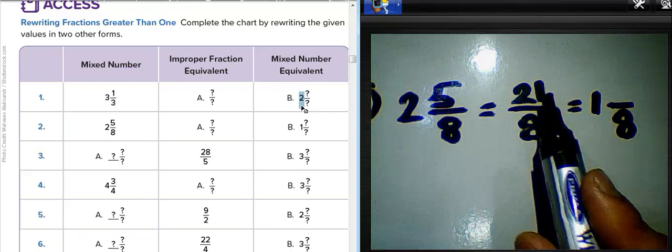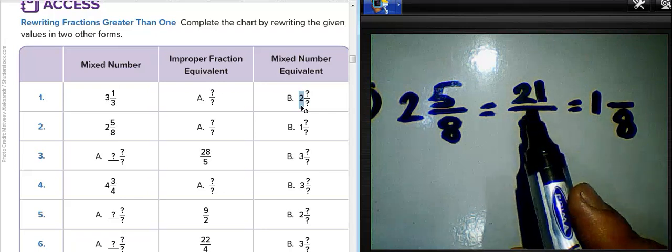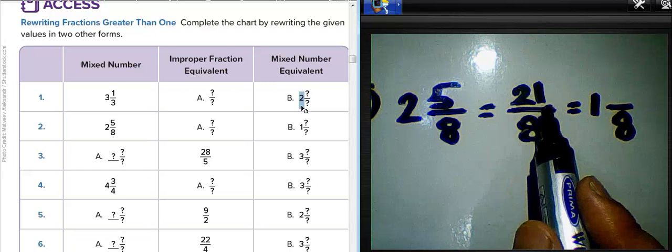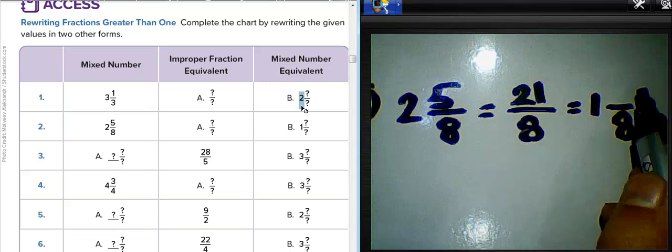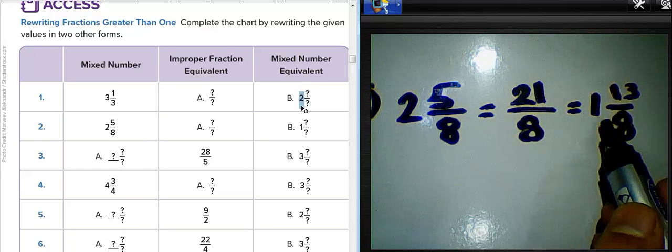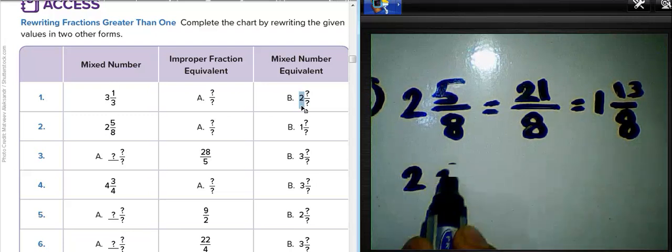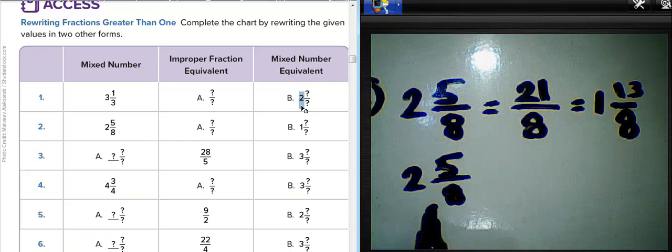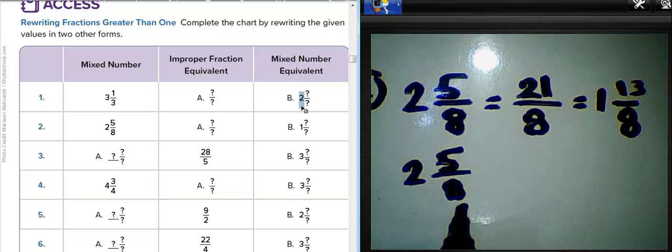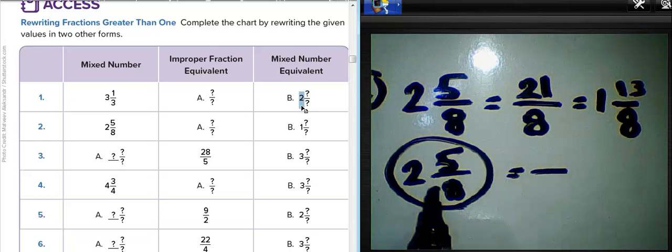We know 1 minus 8, we cannot do it. So we must borrow 1 from 2 will be 1, and 1 will be 11. 11 minus 8 equals 3, and write 1 here. So the result will be 1 and 13 over 8. Again, the 2 and 5 over 8, we called it a mixed number. We must convert from a mixed number to an improper fraction.